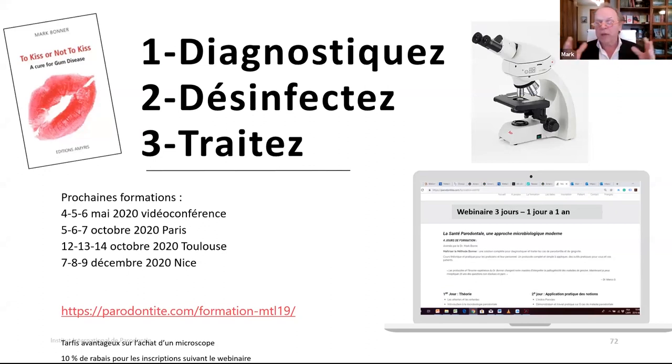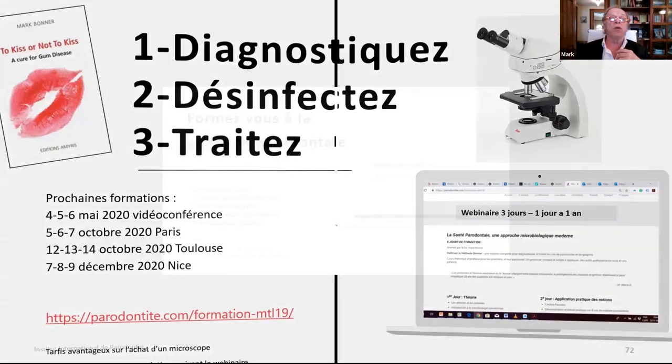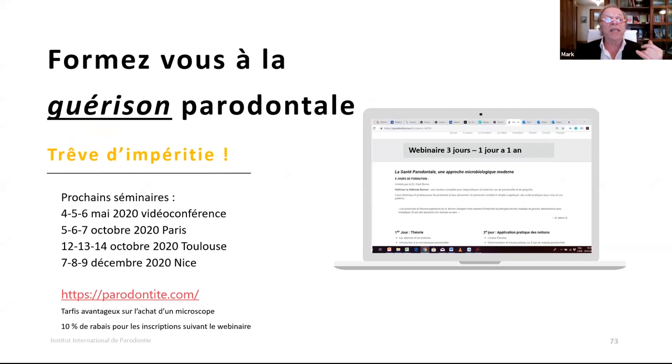So you have to diagnose, you have to disinfect, and you have to treat, but use the microscope to help you doing all those. You make sure the biofilm, the microbiota, is nice and healthy. So this is very easy. And you can learn from conferences or our book, To Kiss or Not to Kiss, A Cure for Gum Disease. You can find it everywhere. So we encourage you to learn how to heal periodontal disease.